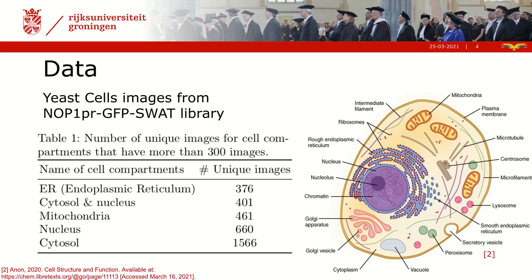The library we used contains different protein compartments, called organelles. The image on the right side shows an abstract of cell structure, including the different compartments. The more images we have, the more accurate model we can obtain. This is why we chose the organelles that have more than 300 unique images. ER, mitochondria, nucleus, and cytosol are used to evaluate the model.